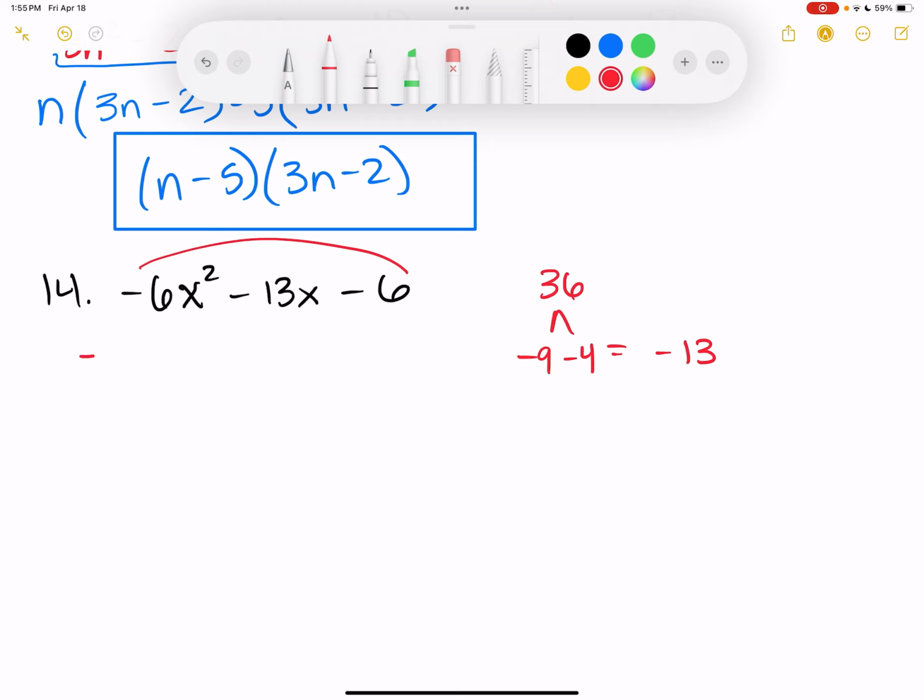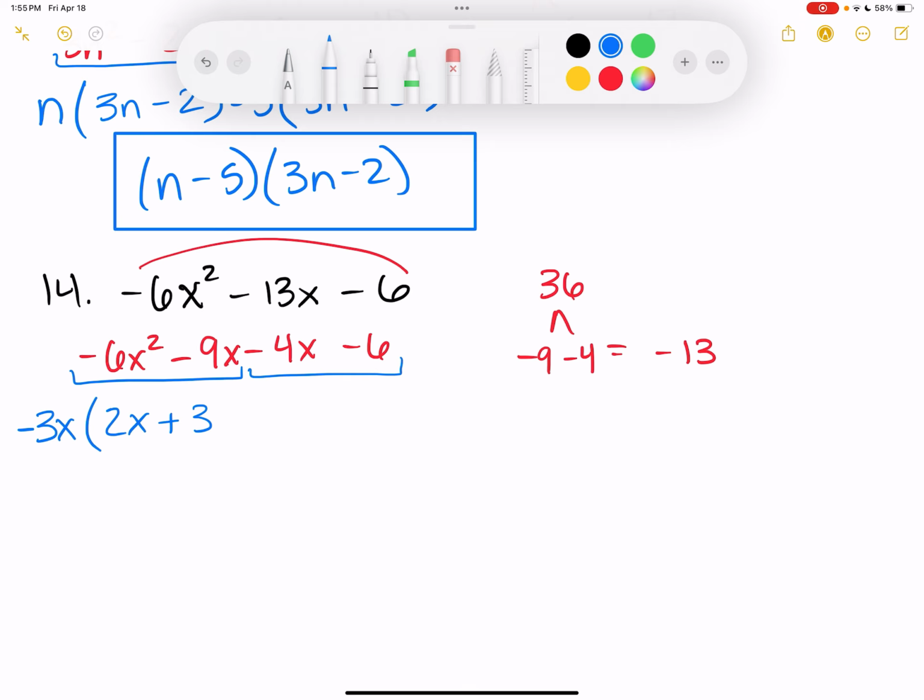So negative 6x squared minus 9x minus 4x minus 6. Group the first two, group the last two. What can I take out of the first two? Negative 3, and what else? x. And what does that leave me with? 2x plus 3. Yep. Because we took out a negative from both of those.